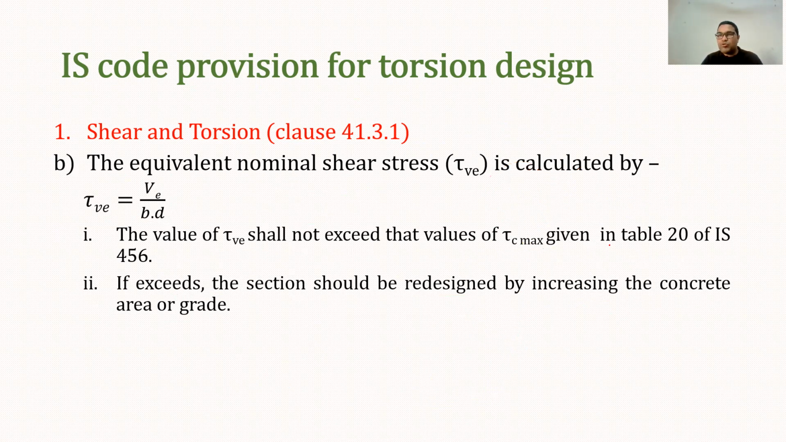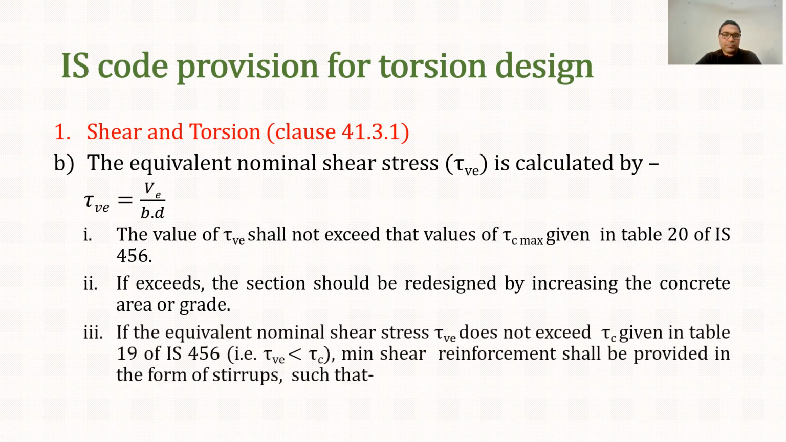So if we are using M20 grade of concrete and it is failing, then we can use M25 grade of concrete. So basically there are two ways: either we increase the cross-sectional area of the beam or the grade of concrete. Now we have the third statement.